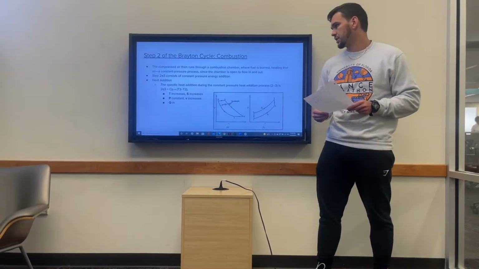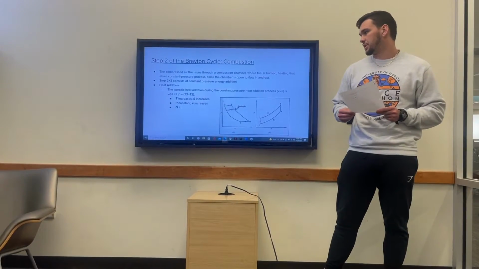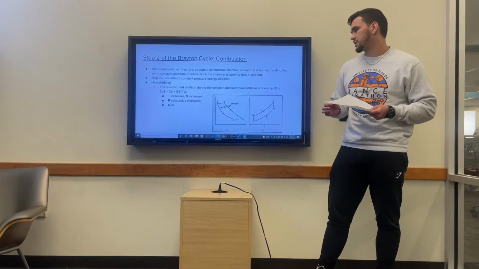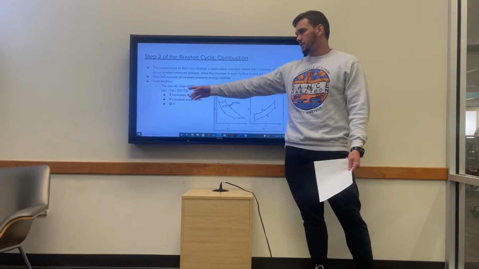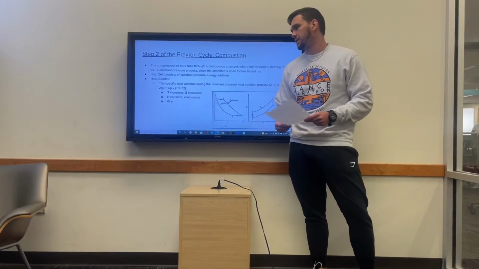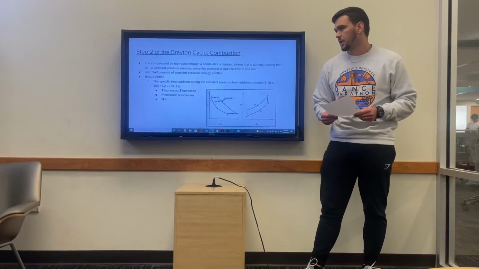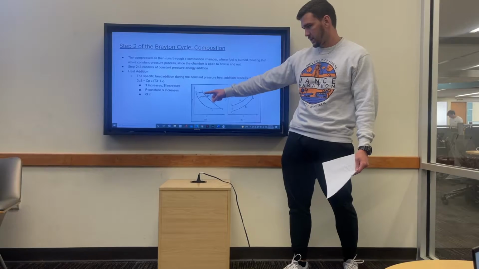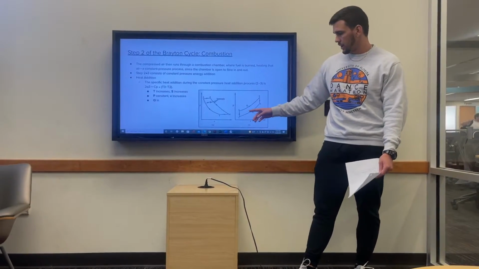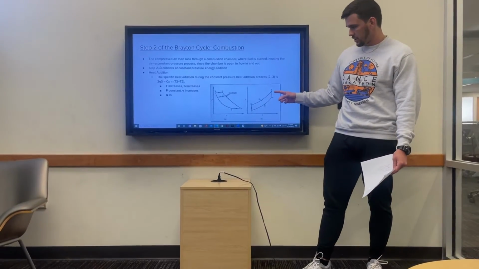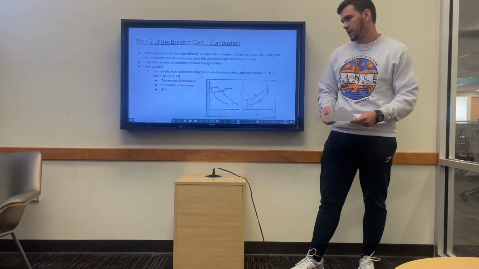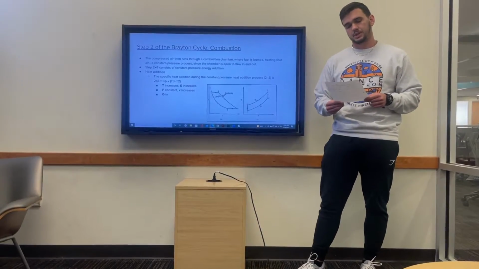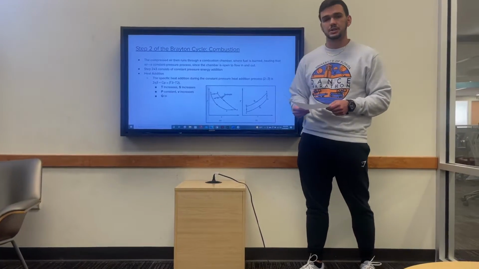Being heat addition, the specific heat addition during the constant pressure heat addition process is equal to Q from 2 to 3 is equal to Cp times the change in temperature. As you can see here, the pressure remains fairly constant as volume increases again, and the temperature increases along with the entropy. During this process, heat is added to the system.